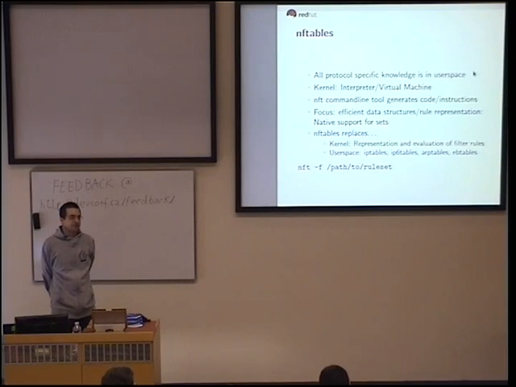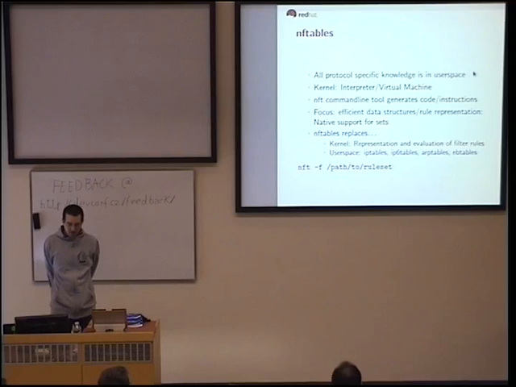So what does nftables do differently? A lot, it turns out. The first difference is that all the protocol details are in Userspace, not in the kernel. With the kernel, it's exactly the other way around. The kernel has no idea what TCP is. Userspace knows what TCP is, and Userspace knows where in a packet the TCP ports are located and things like that.